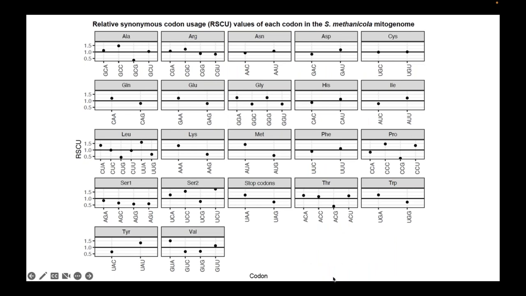I also tried to look at codon usage bias in the ice worm mitogenome. Codon usage bias is measured by relative synonymous codon usage, or RSCU, values. An RSCU value of 1, which is represented by a horizontal line over here, shows no codon usage bias, values above the horizontal line show positive bias, and values below the horizontal line show a negative codon bias. So as you can see in the ice worm mitogenome, some codons are preferred, and these are above the horizontal line, and some codons are less preferred.